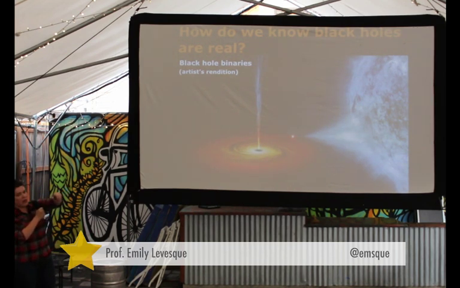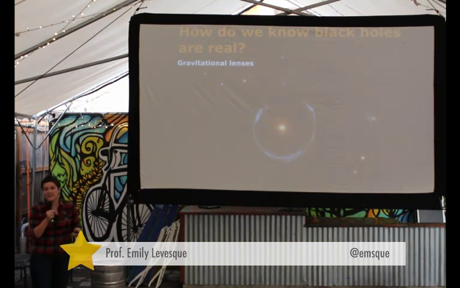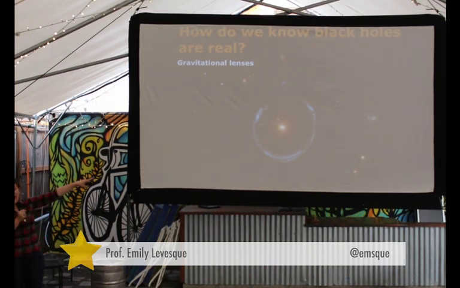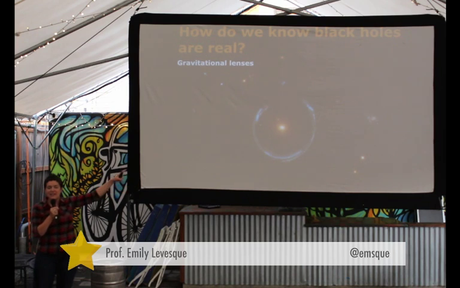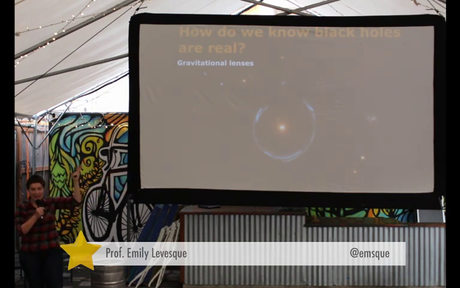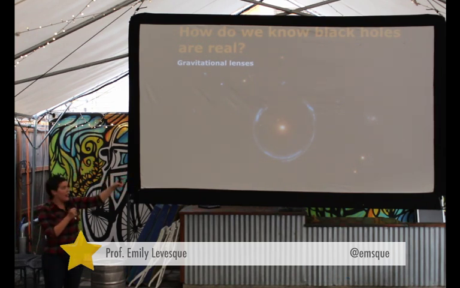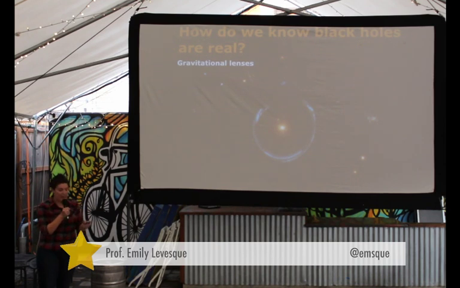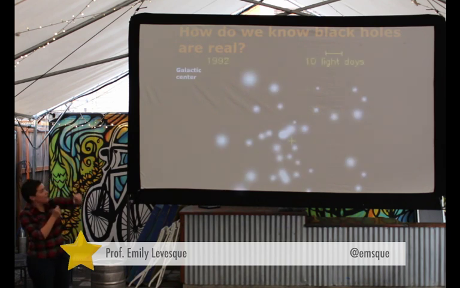We see evidence of black holes in terms of what they do to the light around them, something called the gravitational lens. So the red dot right in the middle of this slide is a bright galaxy with a massive black hole at its center, and behind it is a blue galaxy that's been massively distorted by the gravity of that black hole. We also see evidence for black holes in the center of our own Milky Way.